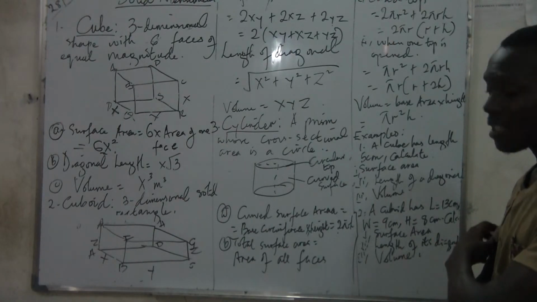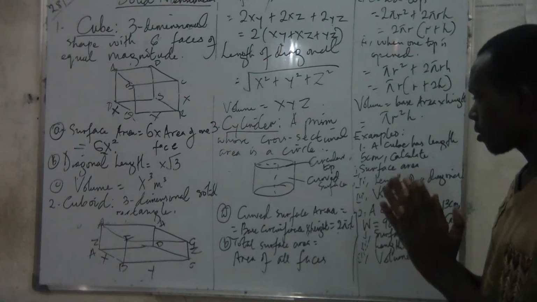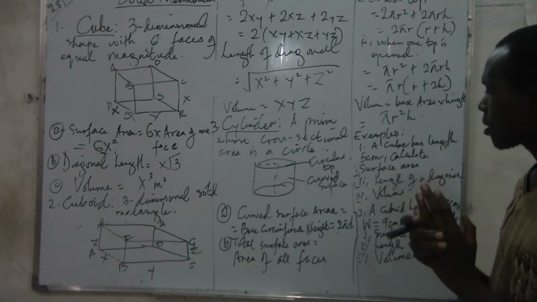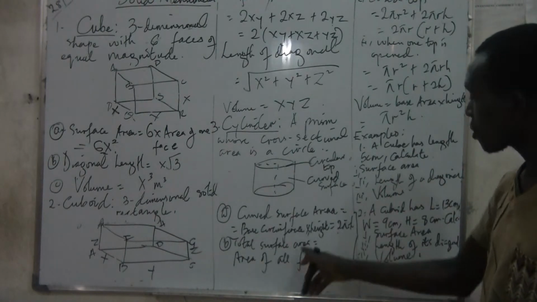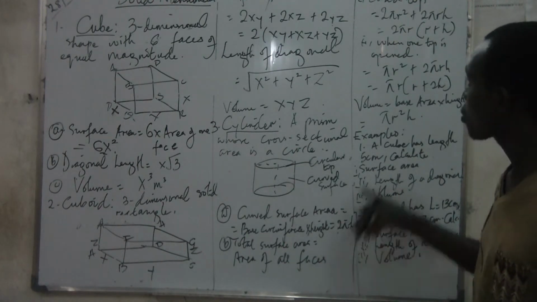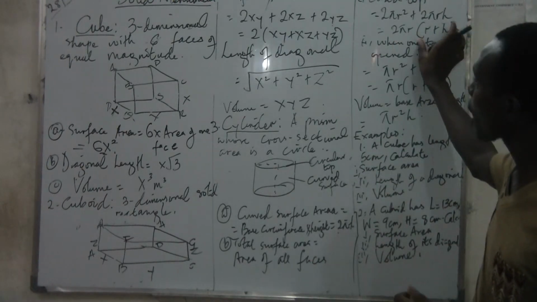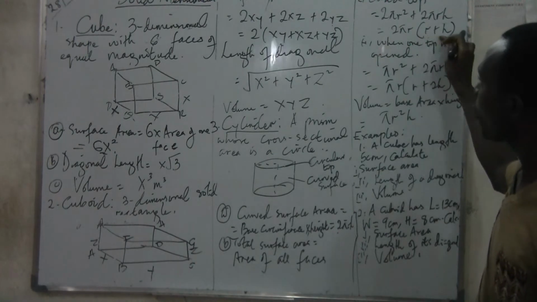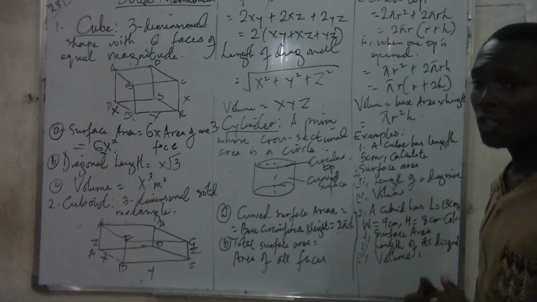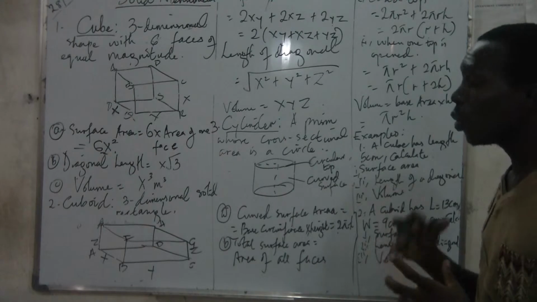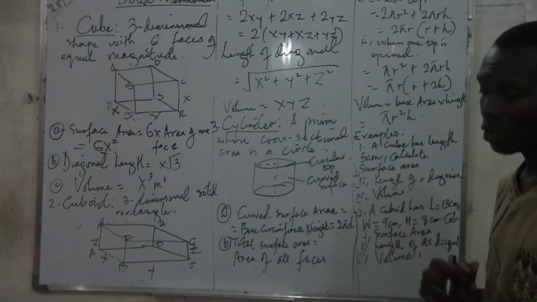Do you understand? That's the area of the curved surface, 2 pi r squared. The base circumference is pi, so the curved surface we already have as what? 2 pi r squared. So we add it. When we remove 2 pi r to make it easier for our calculation, we have 2 pi r times what? R plus h.